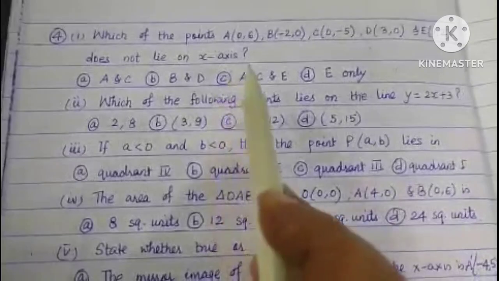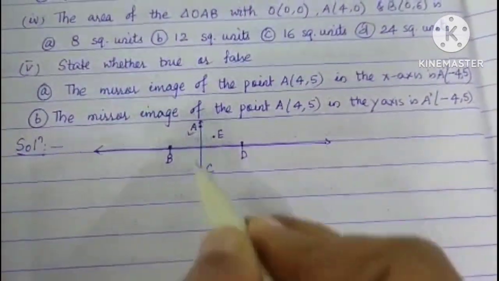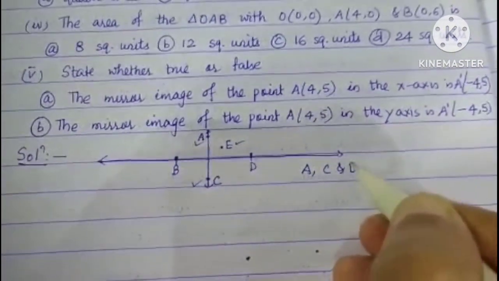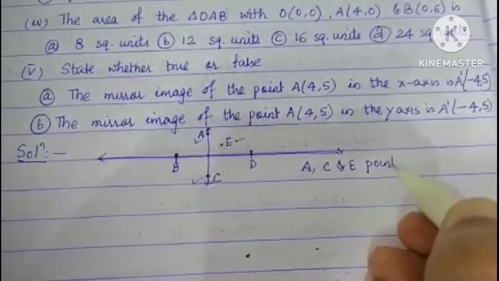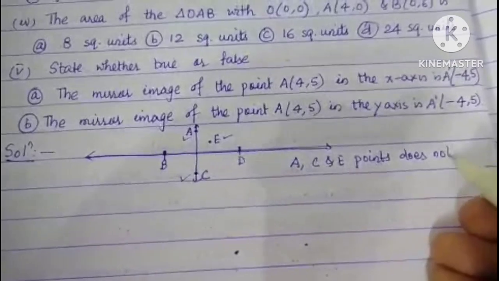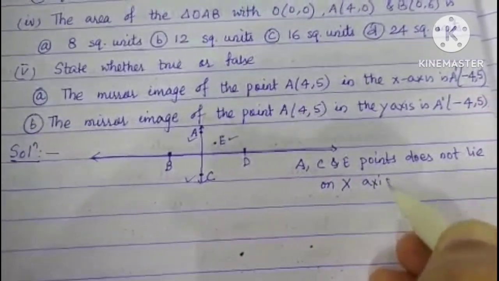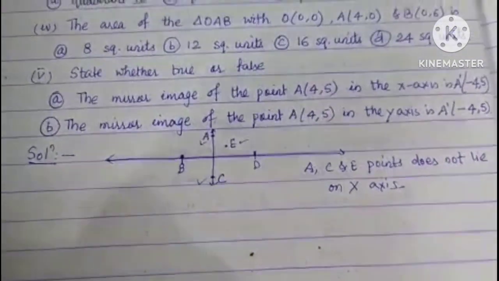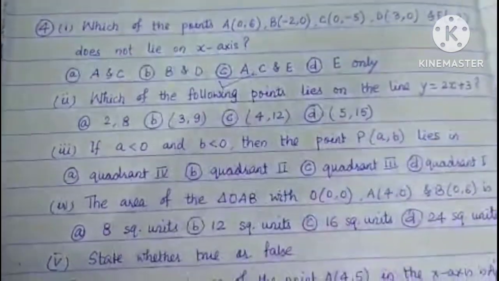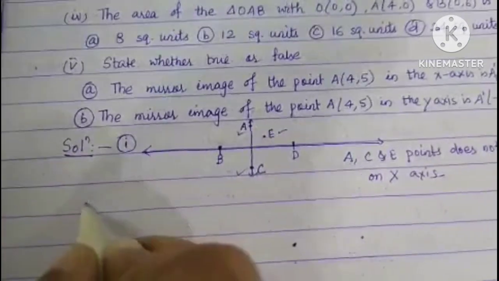Now the question is, which of the points does not lie on x-axis? Okay, so A, C and E points do not lie on x-axis. Only 2 points B and D will lie on x-axis. So A, C and E, so option C is correct. Okay, this was question 1. Now let us see question 2.